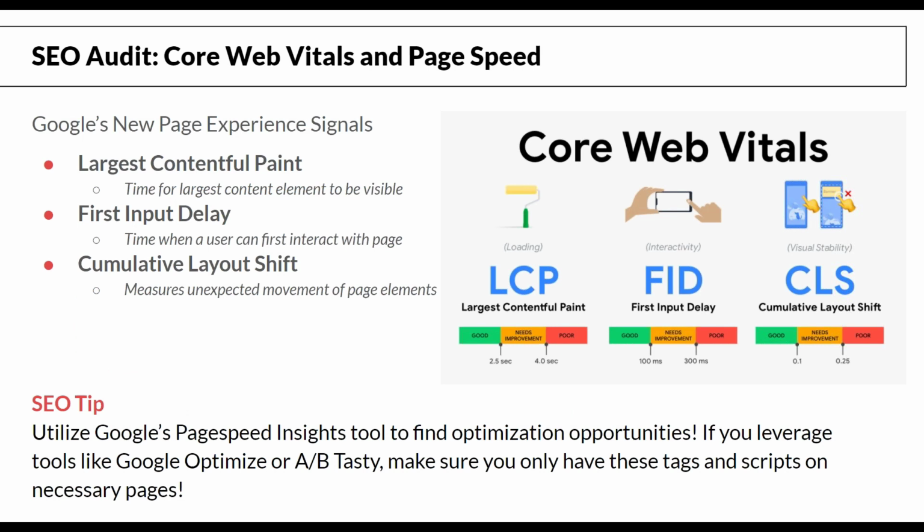So if you leverage, for instance, multivariate testing tools like Google Optimize, Optimizely, or A/B-Tasty, you should be making sure that these scripts and these tags are only on necessary pages, so we're not affecting our entire domain in a negative way. For instance, we definitely don't really need to be having elements like A/B-Tasty or Optimizely on our knowledge base pages or on our blog pages. They just really aren't going to be necessary there. So by removing them from these types of subfolders or subdomains, we're actually increasing our load time significantly.